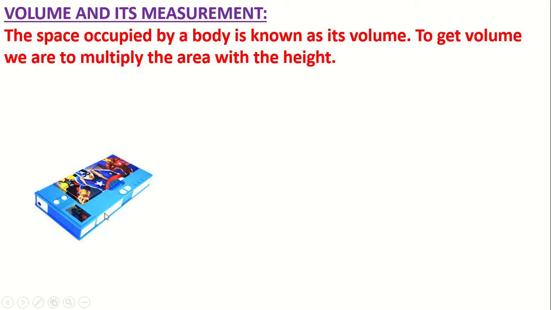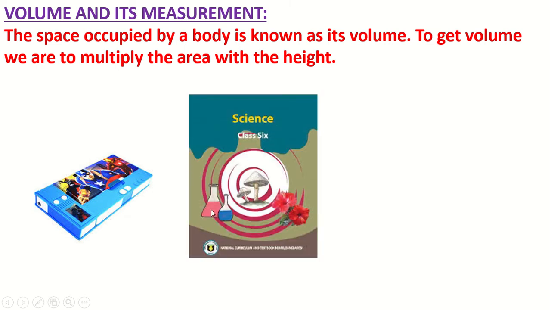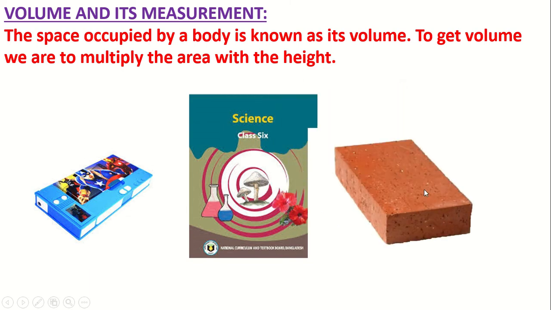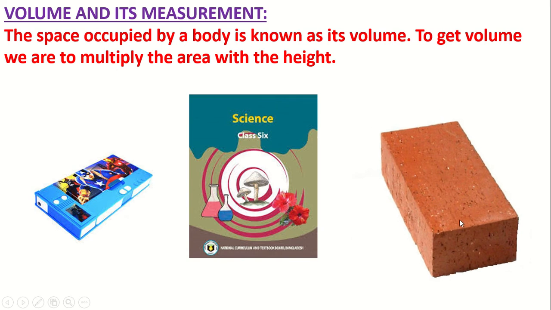Look, here is a box. So it occupies some space, and that is its volume. Look, this is your science book. So the space occupied by the science book and the space occupied by the box is not the same. And here is a brick. And the space occupied by the brick is also not the same as the science book or the geometry box. So different objects have different volumes, and the volume of any object can be obtained by multiplying length, breadth and height, or by multiplying the area with the height.